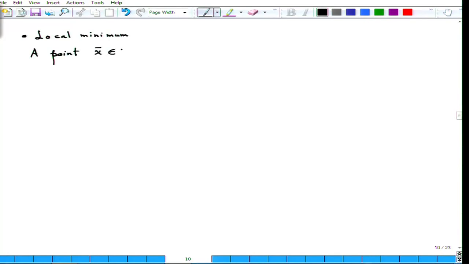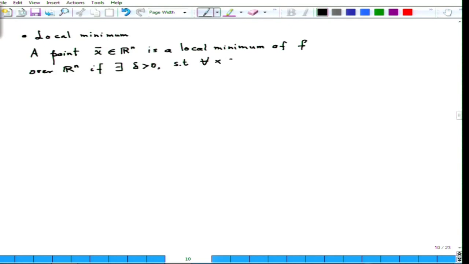And so a local minimum definition is as follows: a point x bar element of Rn is a local minimum of F over Rn if there exists delta greater than 0 such that for all x in B delta x bar, F of x is bigger than or equal to F of x bar. Global minimum means, of course, it is for all x in Rn.